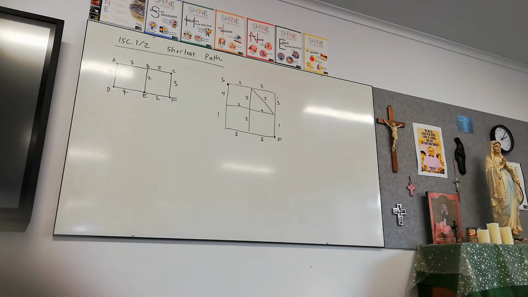All right, so this is shortest path. Now in 15C.1, you're going to be doing it manually without some sort of algorithm or process. In 15C.2, you're going to try and apply this process. So I've got a couple of examples, and they're pretty easy to create, so we can create more questions like this.